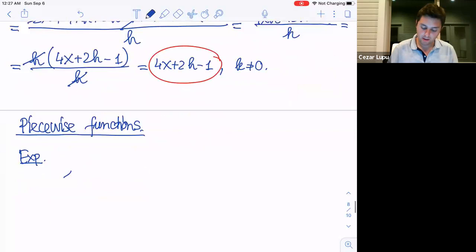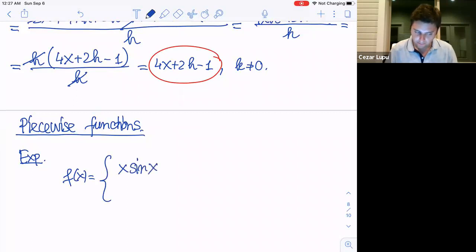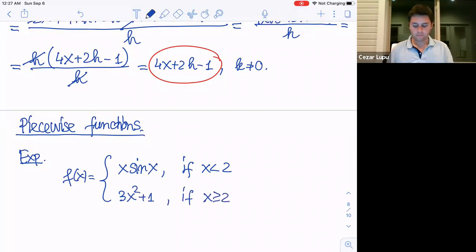one that I have in mind is the following: f of x is x times sine of x if x is less than 2. And so this is one branch of the function. And the second one is 3x squared plus 1 if x is greater than 2. So this is what we call a piecewise function. Just like we said, it's expressed differently on different parts of its domain, right?